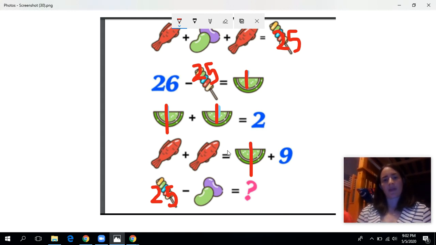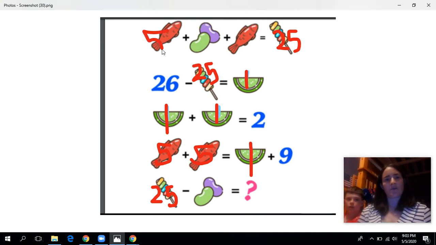Okay, so we're looking at this equal sign here. Remember, both sides of the equal sign must be the same. So Patrick sees that 1 plus 9 on this side of the equal sign is equal to 10. So he knows this side must also equal 10. And so he's saying that each of these fish equals 5 and 5, okay? So that means that these fish equal 5 as well.